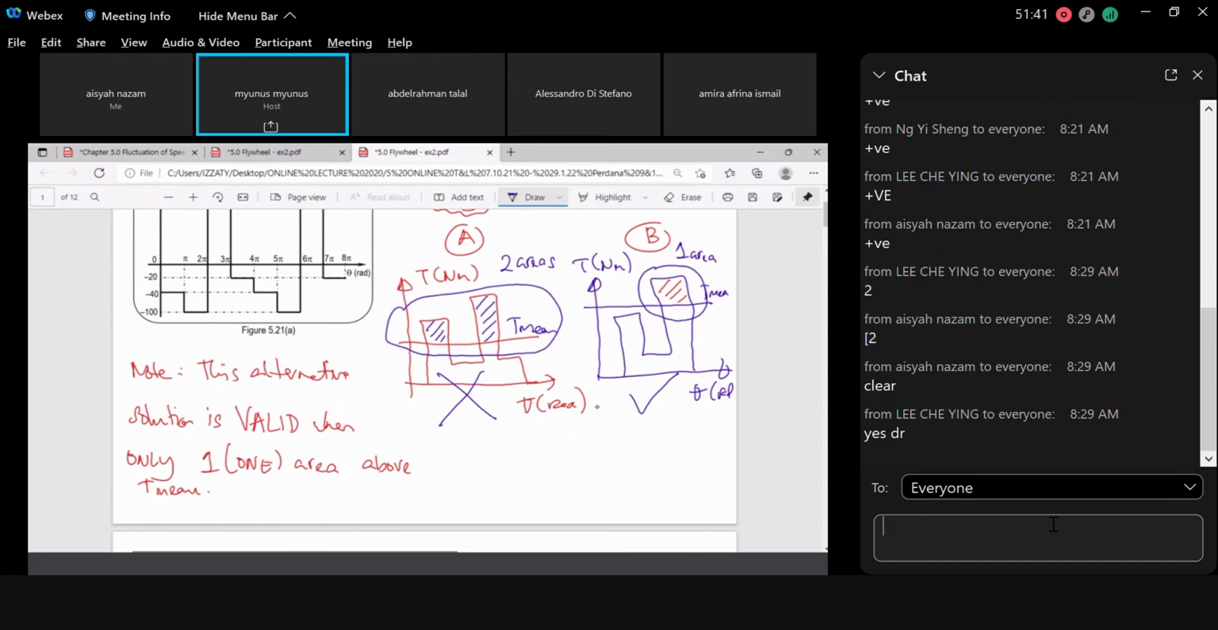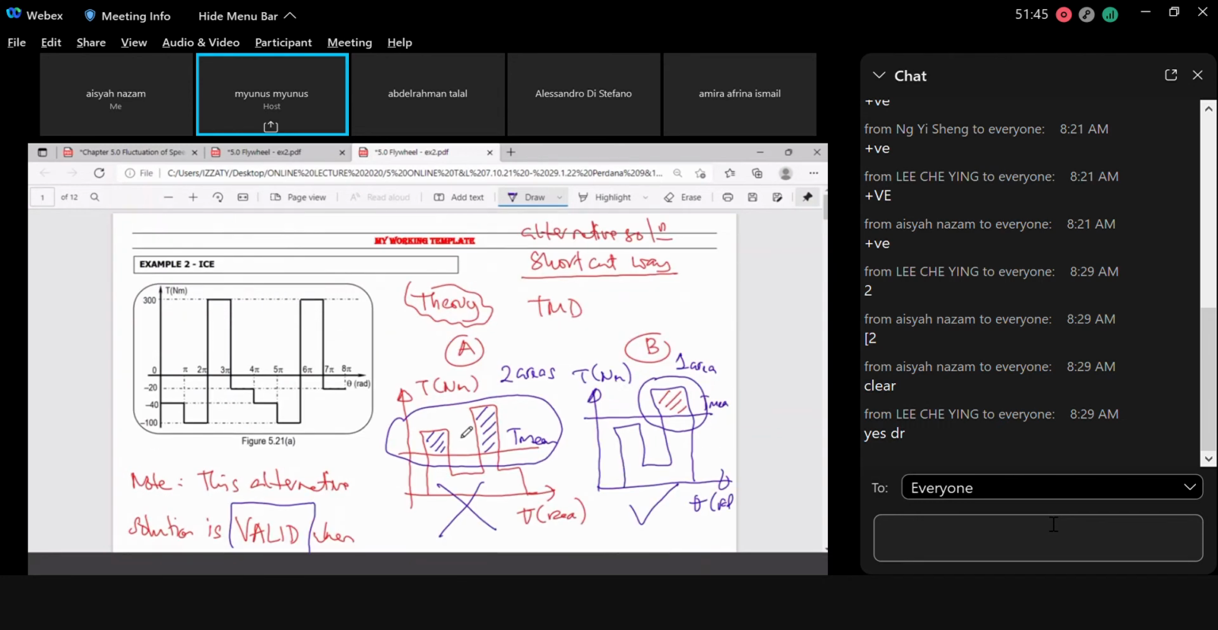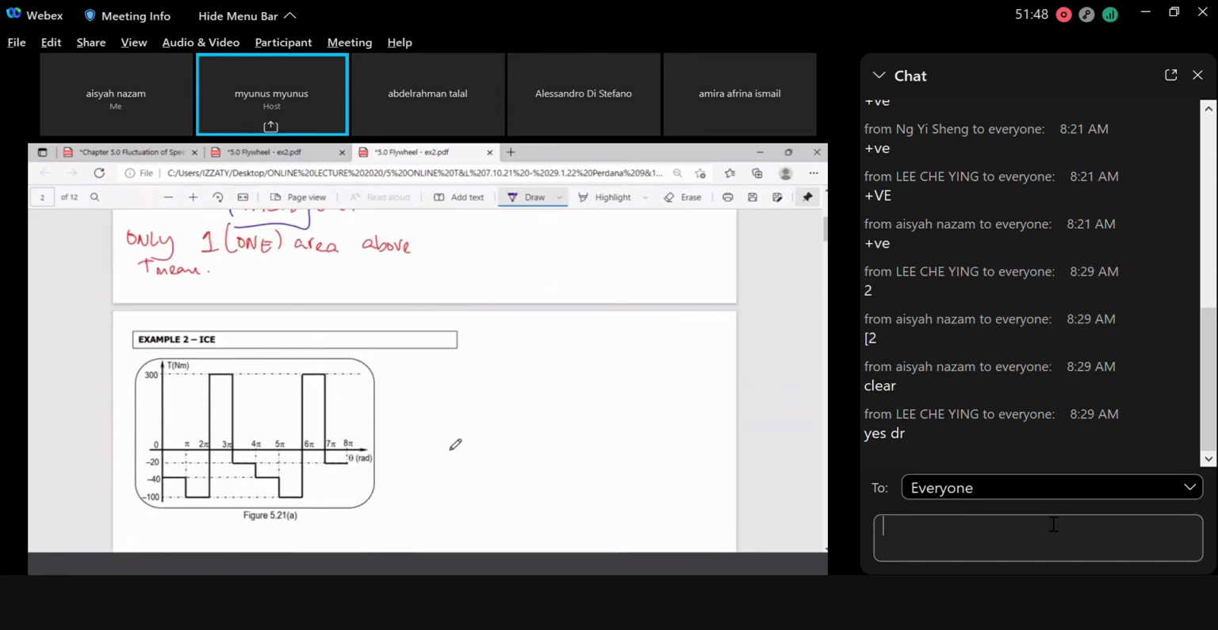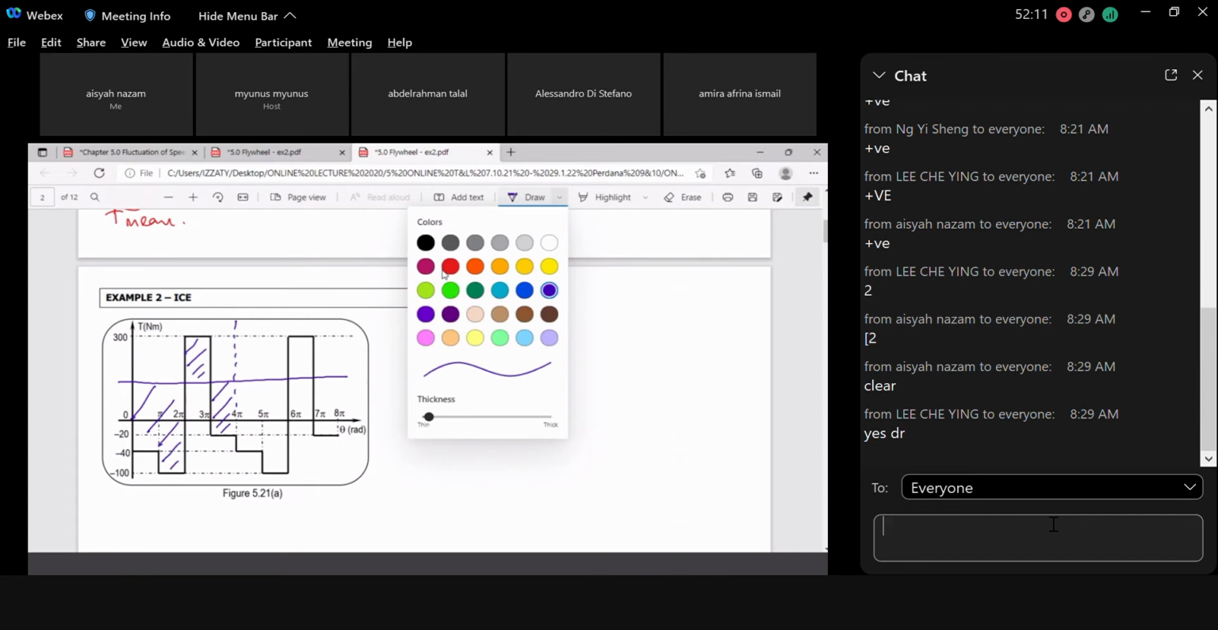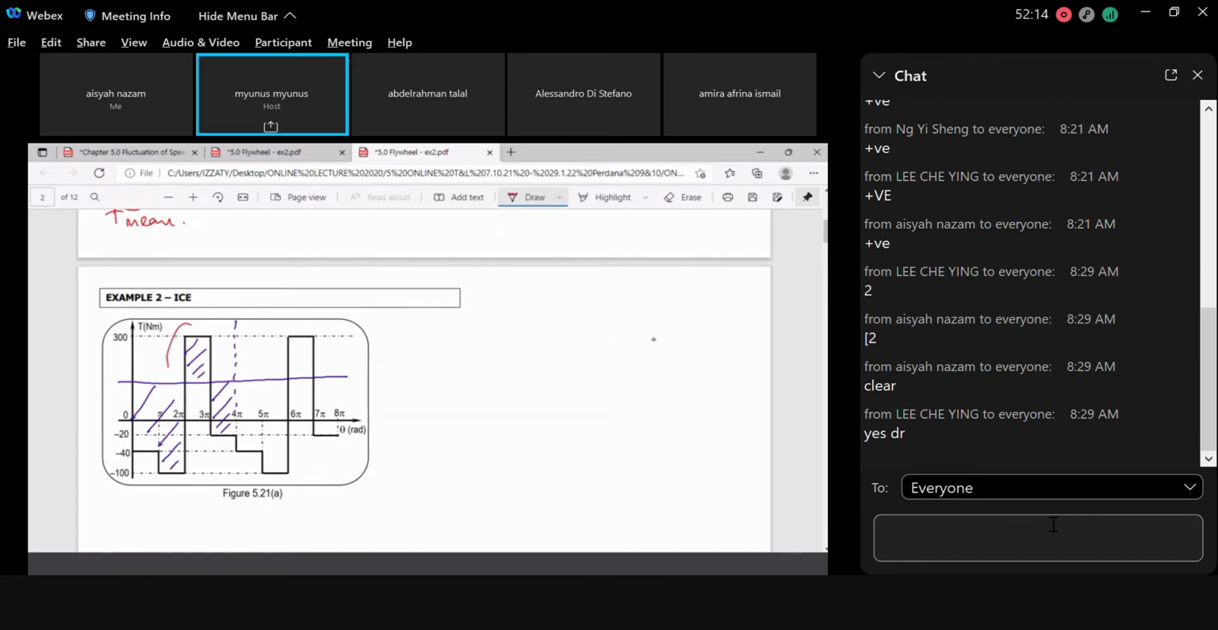So now, valid. Then we go back to our solution earlier. What do you have earlier just now? If I can make it bigger here, zoom in a bit. So we already calculated. You have a graph, and this ends up at 4. This one is the area that we are concerned with. So if you look back, in the turning moment diagram there's only one area overshooting, or above. So it is valid.